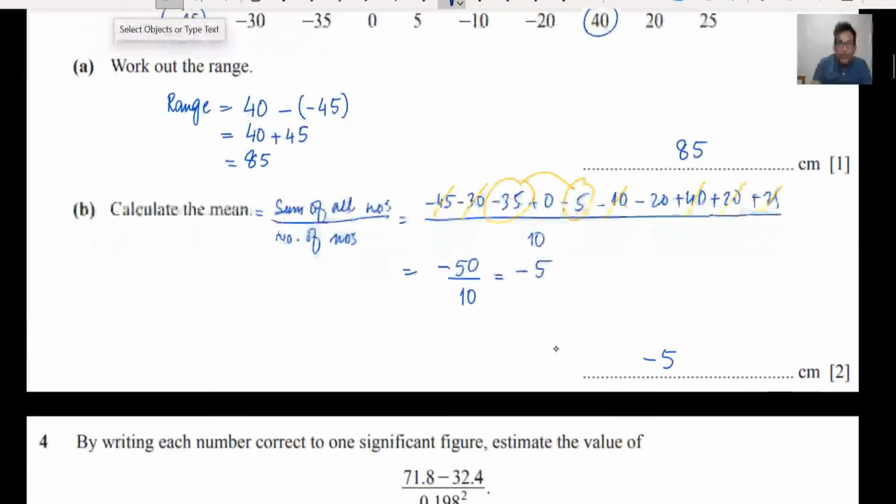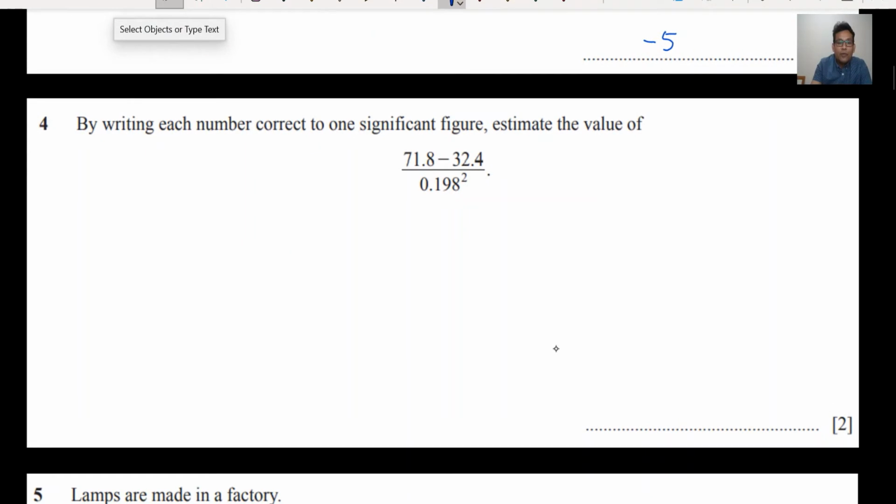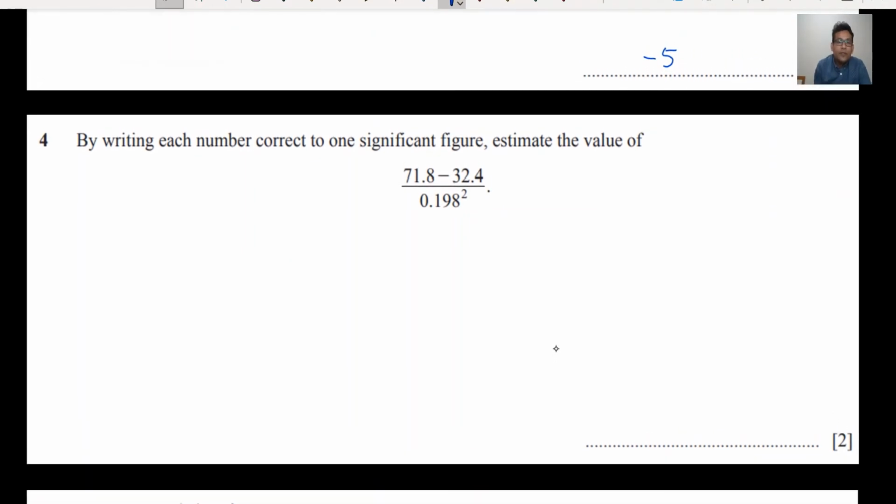So next question is question number 4 about the estimation. By writing each number correct to one significant figure, estimate. 71.8, when we write in one significant figure, that should be 70. Why? Because when you have 4.583 and I want to write in one significant figure, I will drop this 8 and this will become 6.